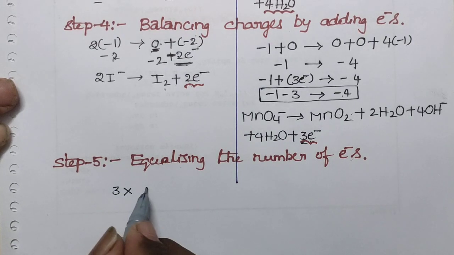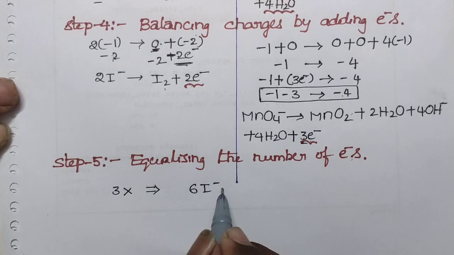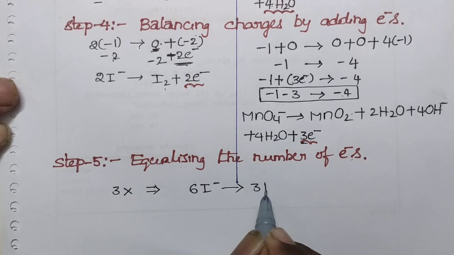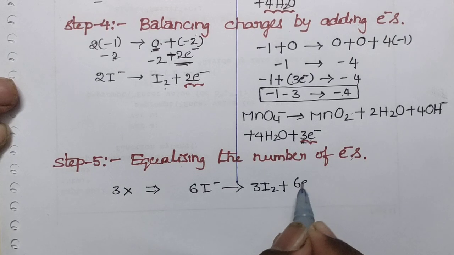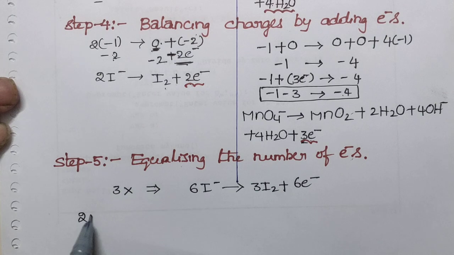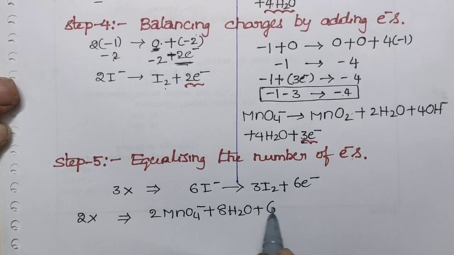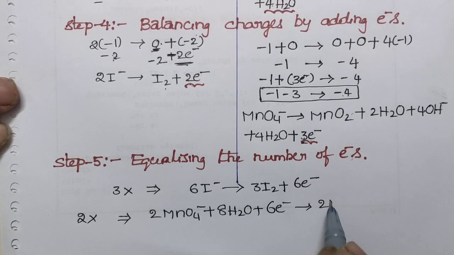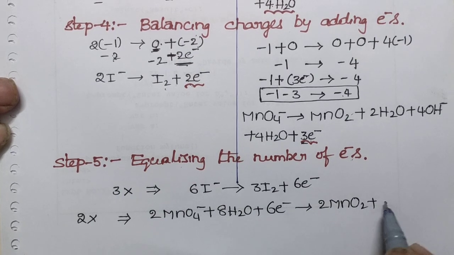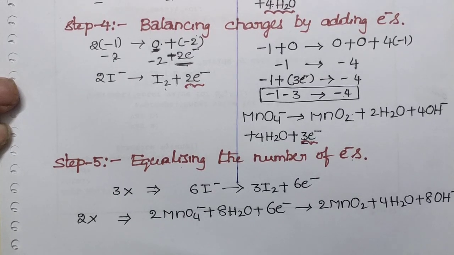So 3 into, that means 3 2s are 6I minus gives rise to 3I2 plus 3 2s are 6 electrons. Similarly we have to multiply this equation. 2 into, the equation is 2MnO4 minus plus 8H2O plus 6 electrons gives rise to 2MnO2 plus 4H2O plus 8OH minus.